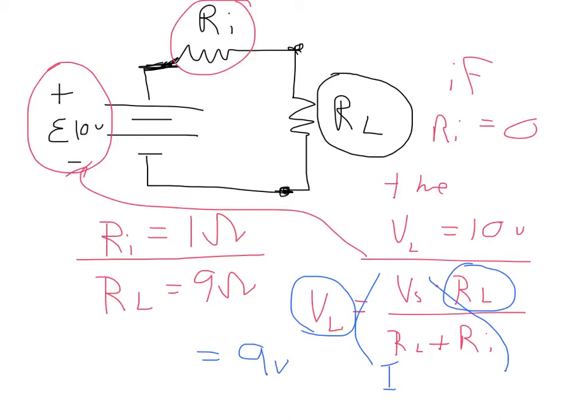Now, just for the sake of argument, what would happen if this load resistor, rather than being 9 ohms, were 99 ohms instead? Then the voltage across the load would be 9.9 volts. So the bigger this resistor is, the closer the voltage drop across it is going to be to the battery voltage. The bigger this resistor is, the closer it's going to represent the value of the battery.